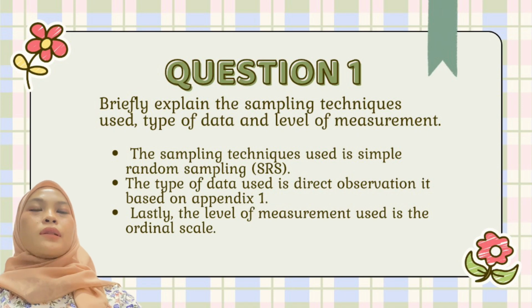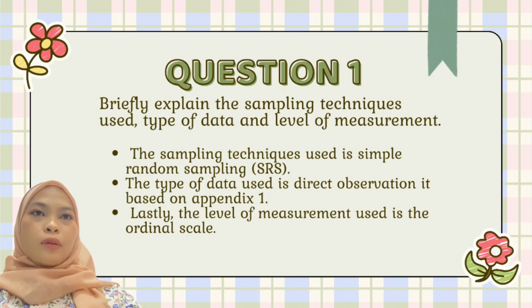Question 1. Explain the sampling technique used, type of data and level of measurement. The sampling technique used is simple random sampling, or SRS. Next, the type of data used is direct collection. We get it from appendix 1. Lastly, the level of measurement used is ordinal scale.